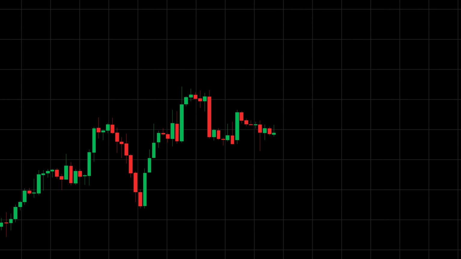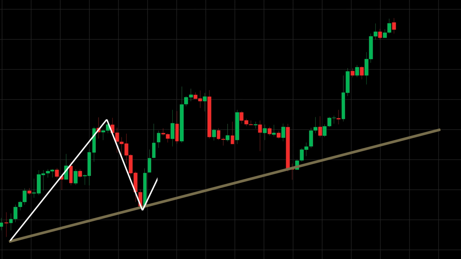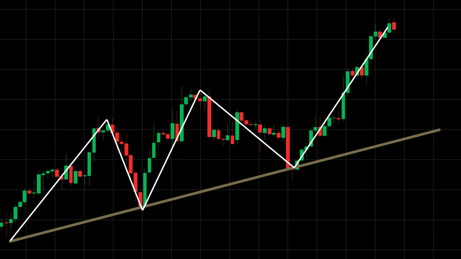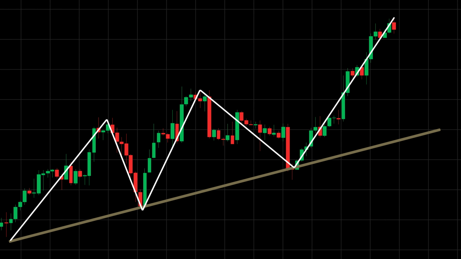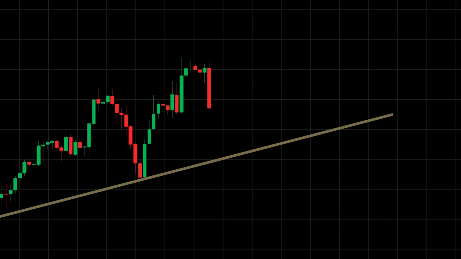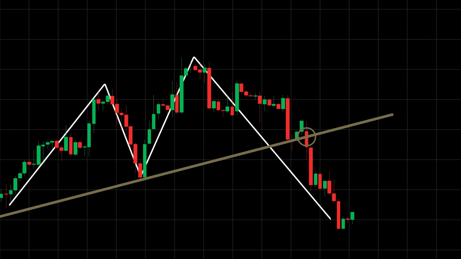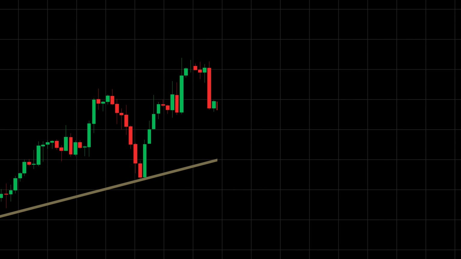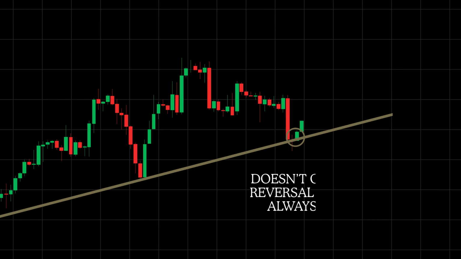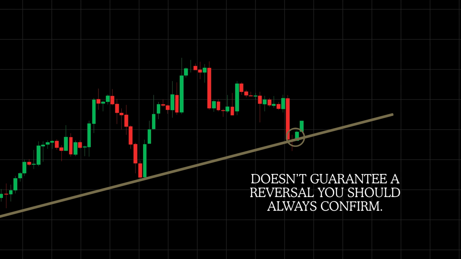For instance, when using a trend line approach, you'll often observe two main patterns as price reacts to a trend line. The first is called a continuation pattern. This forms when price touches a trend line and then resumes movement in the direction of the current trend. The second is a breakout pattern, which appears when the price breaks below or above the trend line, signaling a possible trend reversal. Remember, just because price interacts with a trend line doesn't guarantee a reversal. You should always confirm using other price action tools, which I'll explain later in this video.